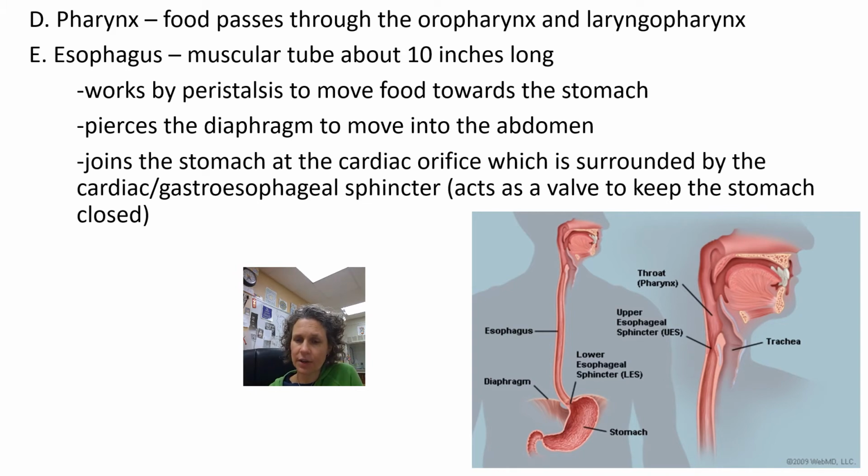Cardiac is because it is very close to the heart, and that orifice is an opening. It is surrounded by the cardiac or gastroesophageal sphincter. This is a little valve that helps to keep the stomach closed. We'll talk more about it, but people who have acid reflux or GERD, this little sphincter has problems, and so sometimes the stomach acid comes up into this little part of your esophagus. Your esophagus isn't really designed to deal with that much acid like your stomach is, and that's what causes that heartburn feeling.